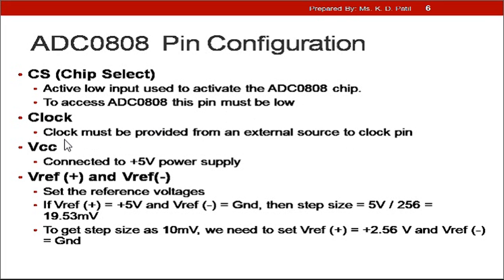The next pin is the clock pin. The clock must be provided externally to ADC 0808, and that clock will be connected to the clock pin of ADC 0808. Now we know how to provide the external clock source. We have learned that in the previous lecture.